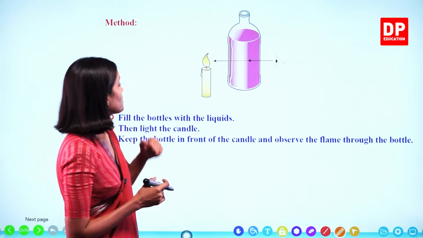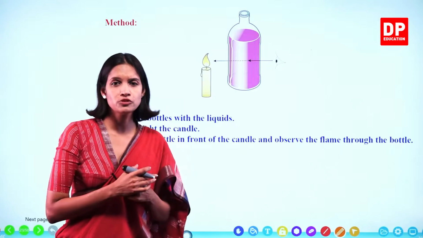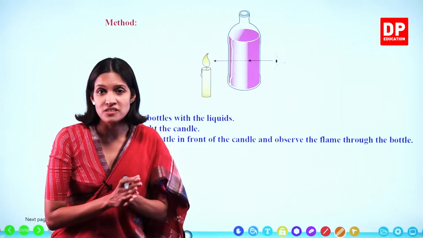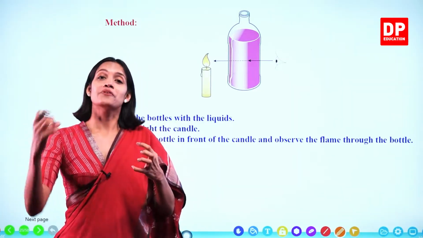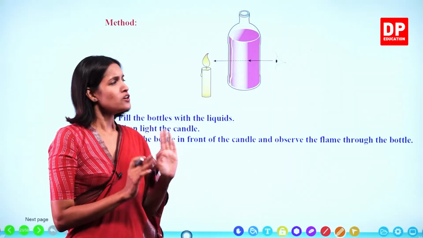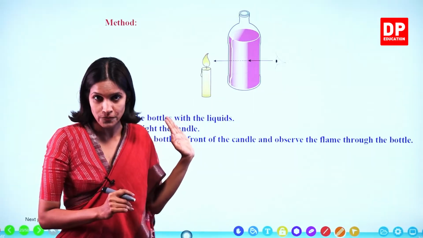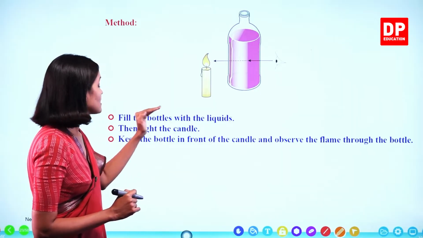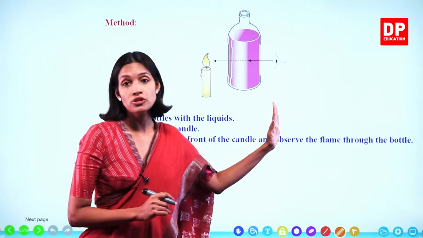Okay, so what is the method? Look at this one. Fill the bottles with the liquids. You can use the same glass bottle too. You can take one type of liquid into the glass bottle. After observing through that one, you can remove that liquid, wash the bottle and fill the bottle with another type of liquid. Or you can even use several glass bottles too. Okay, children? Fill the bottles with the liquids, then light the candle. Keep the bottle in front of the candle and observe the flame through the bottles.